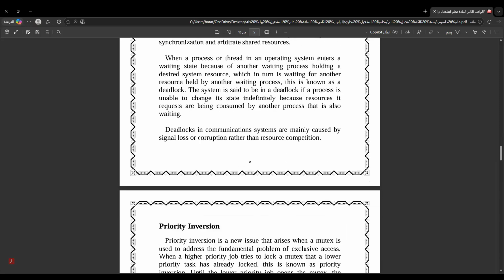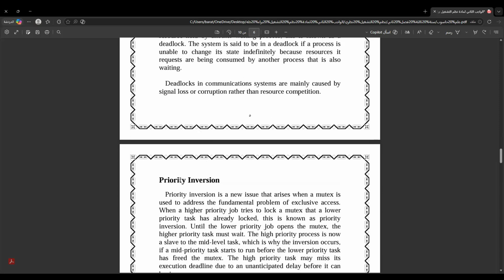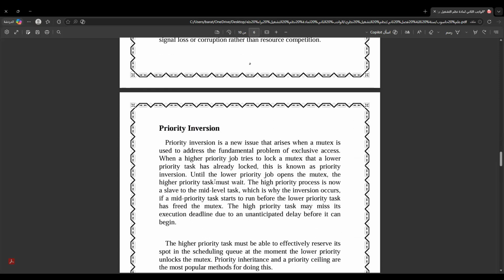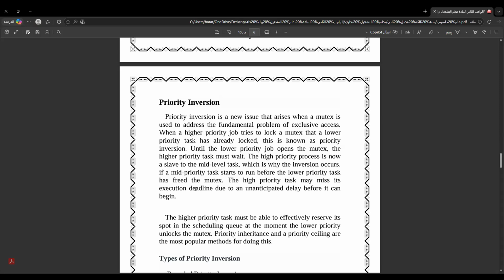And we have another problem: priority inversion. It happens when a high priority thread is blocked by a low priority thread that holds a mutex. Meanwhile, a medium priority thread may run and delay the low priority thread from releasing the mutex. As a result, the high priority thread is indirectly delayed.